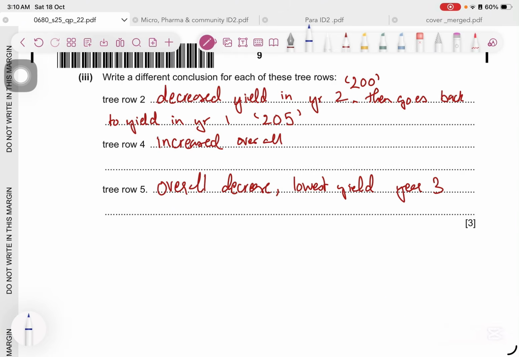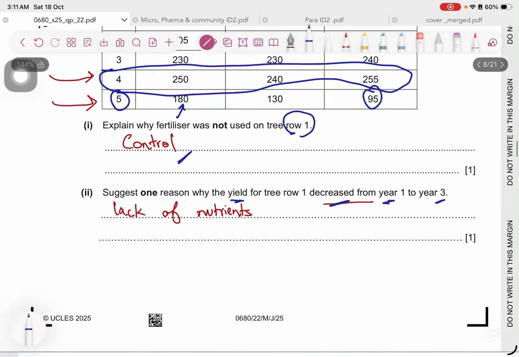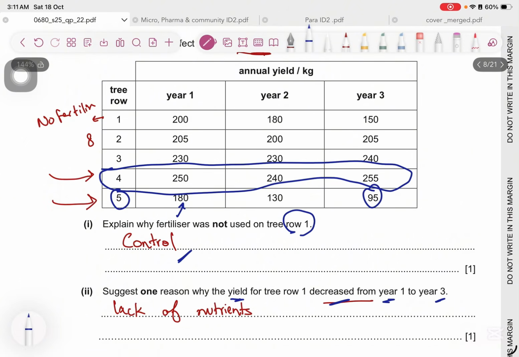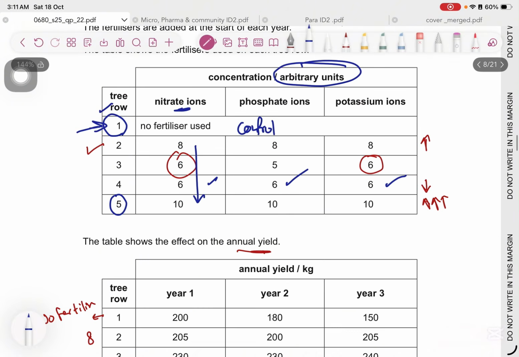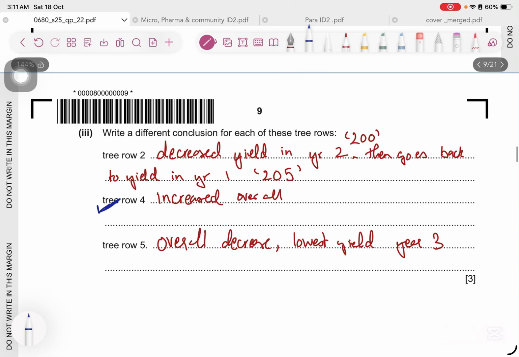Write a different conclusion for each of these 3 rows. You find in tree 4, or the row 4, an overall increase, which is this one. Okay, the one I circled. And then you're going to see in 5 that it declined, even though they had the highest amount of fertilizers or concentration of the 3 elements. Okay, you're going to find that in row 5 overall decreased, and then in row 2 a decrease happened as well. Okay, and you have to mention the data or comparative data.